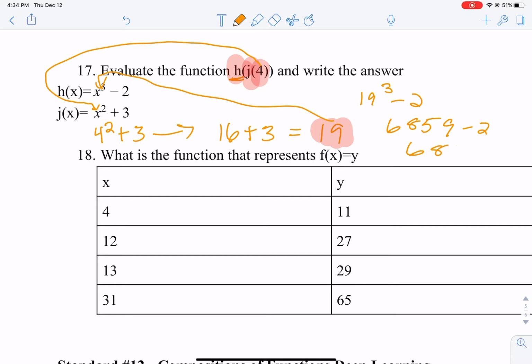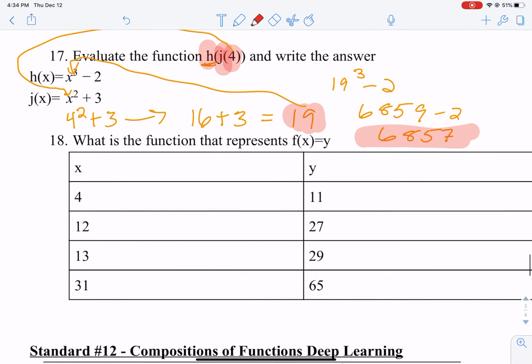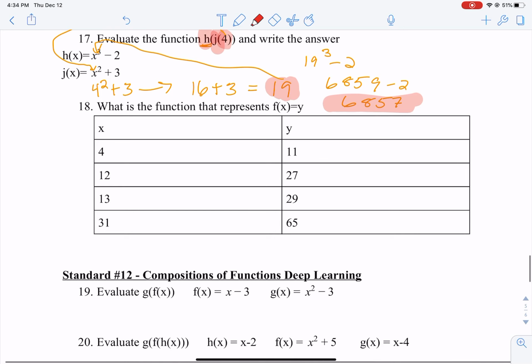So it'd be 6857. That's it. We type that into the computer. We get it right. All right, 18 is kind of tricky.